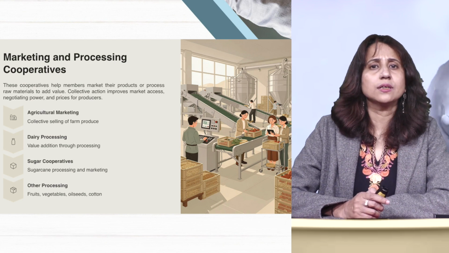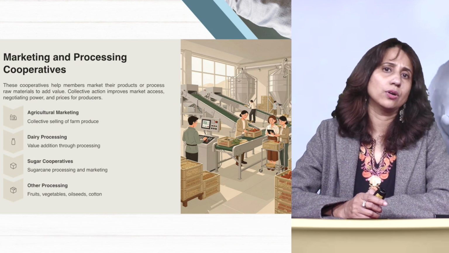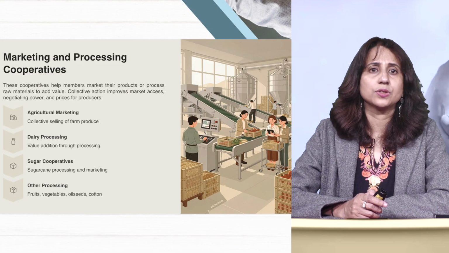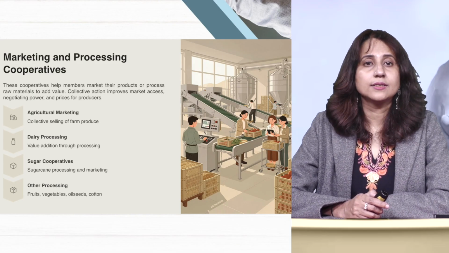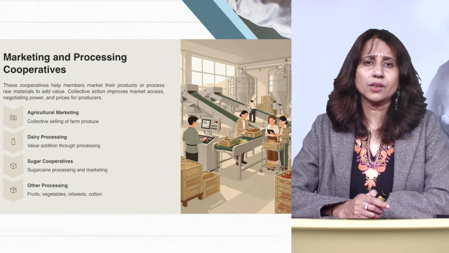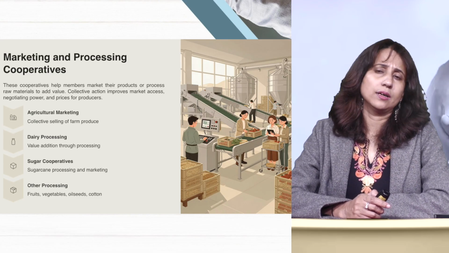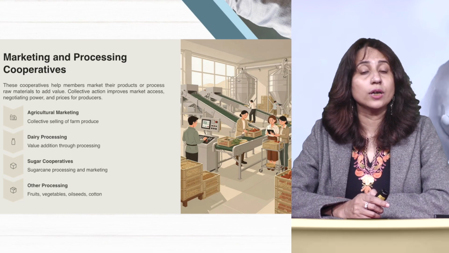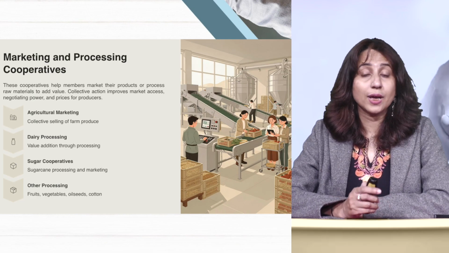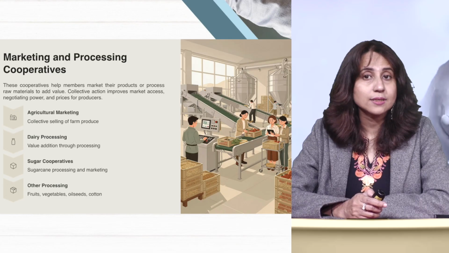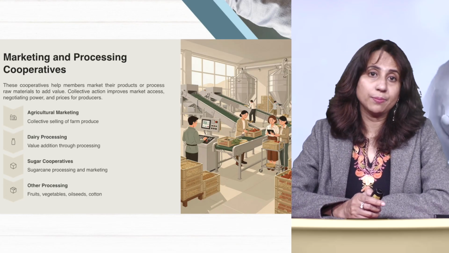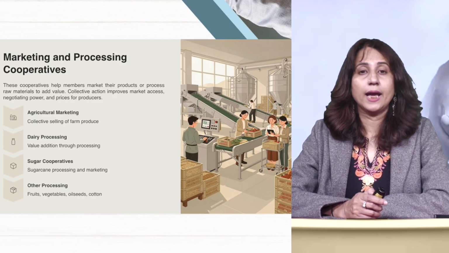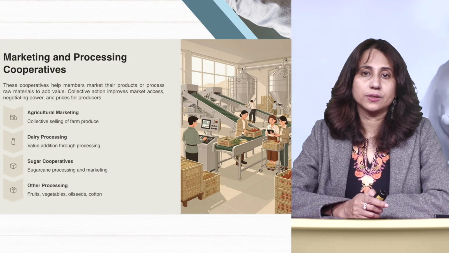And Hopcoms in Karnataka is a notable example of a fruit and vegetable processing cooperative. Then there is oil seed processing. Farmers' cooperatives operate oil mills to extract oil from oil seeds, providing edible oils and oil cakes used as cattle feed or fertilizers. So this prevents exploitation by private oil mill owners and ensures better prices for farmers.